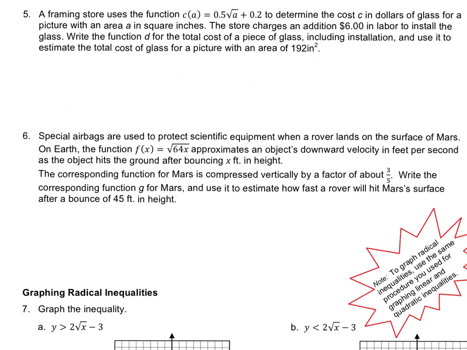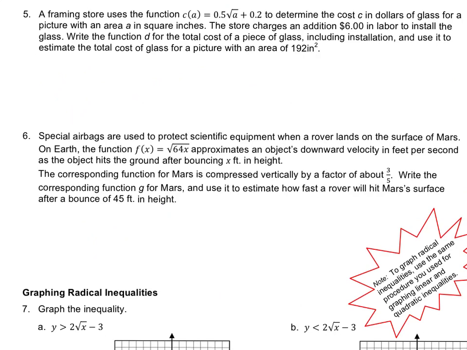The next two problems are applications. When we look at number 5, we have a framing store, and it gives you the cost function c of a equals 0.5 square roots of a plus 0.2. And that's how they determine the cost in dollars for glass for a picture frame with an area of a in square inches. The store charges $6 additional if they're going to install the glass. So if we want to write the function d, that's the total cost of a piece of glass including installation, and then we'll use it to estimate if we had a picture with an area of 192 square inches.